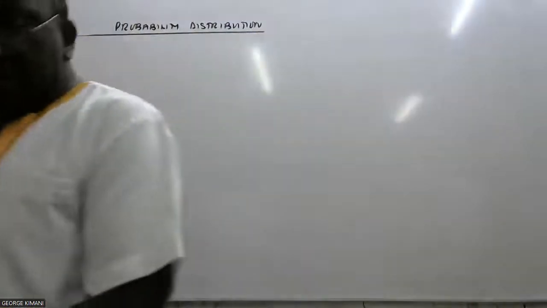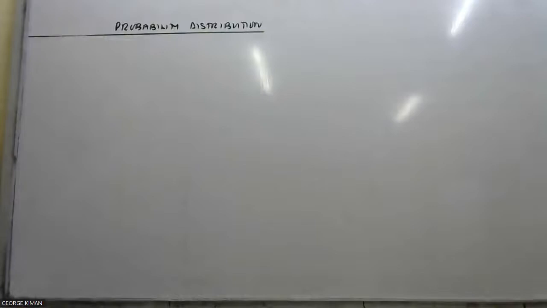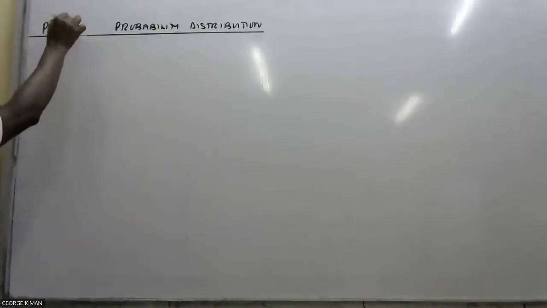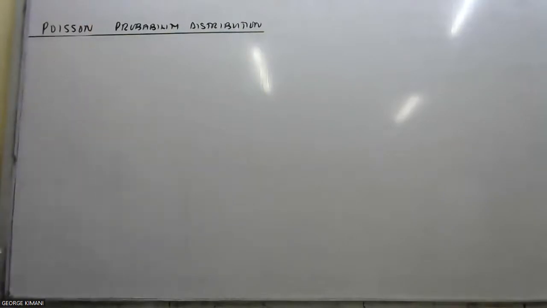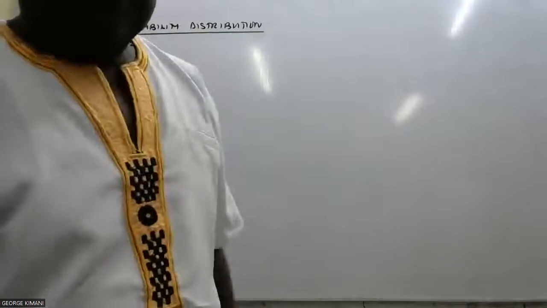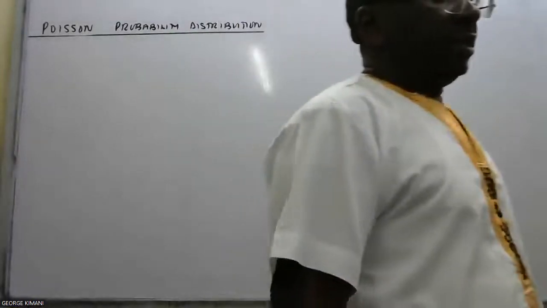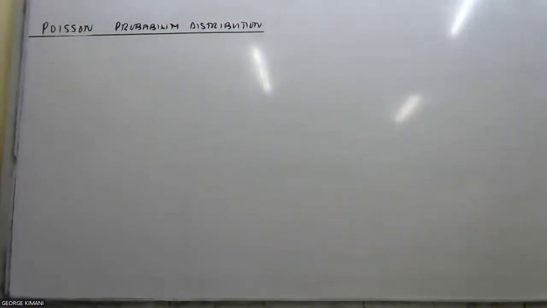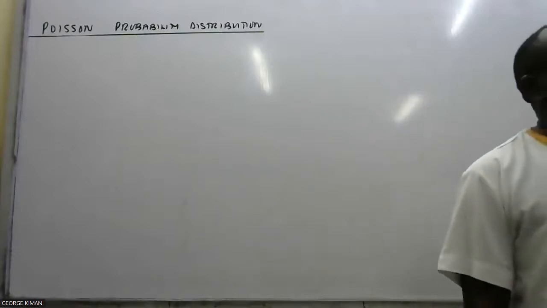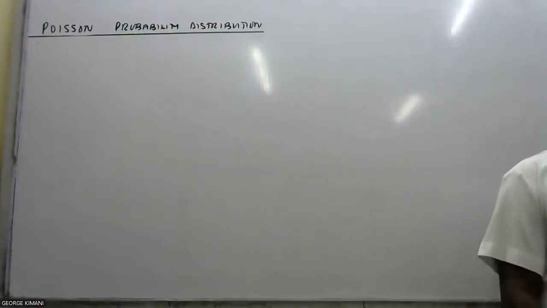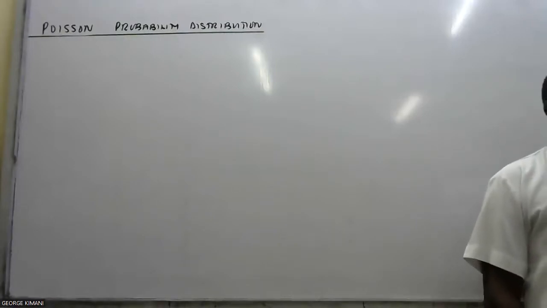Let's look at the Poisson probability distribution. Write that this is used where the following characteristics exist.